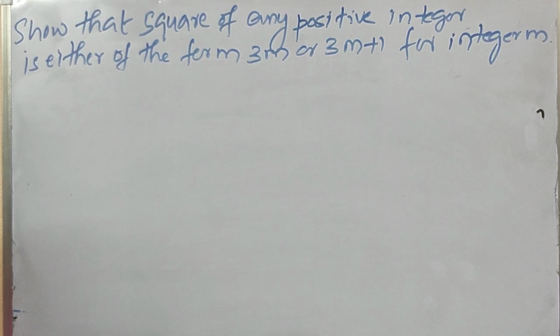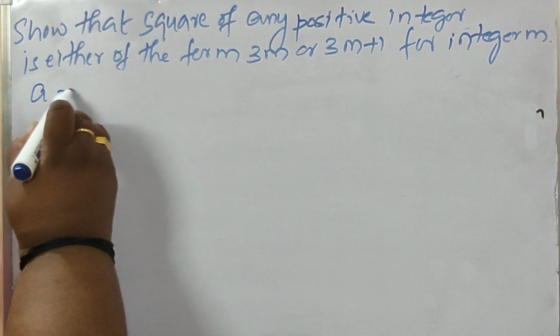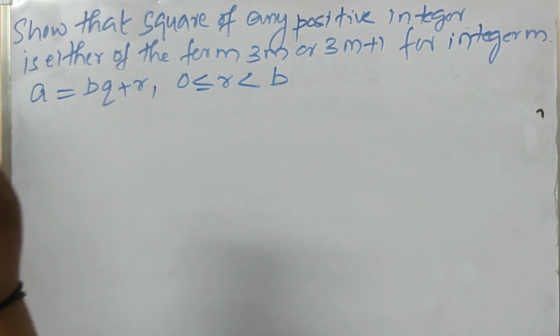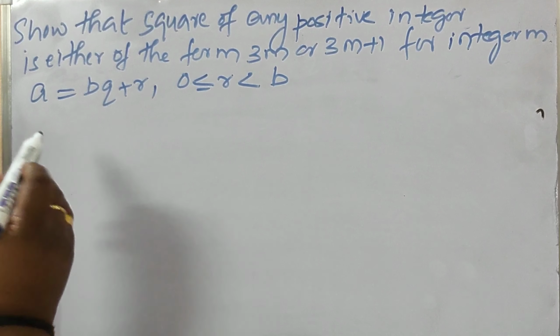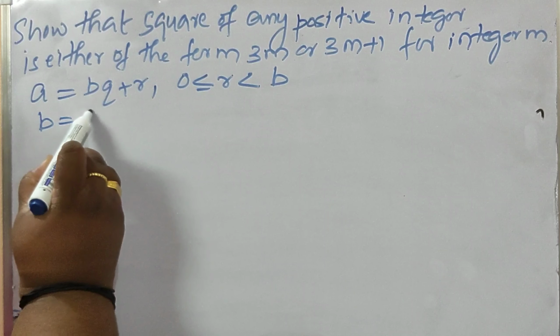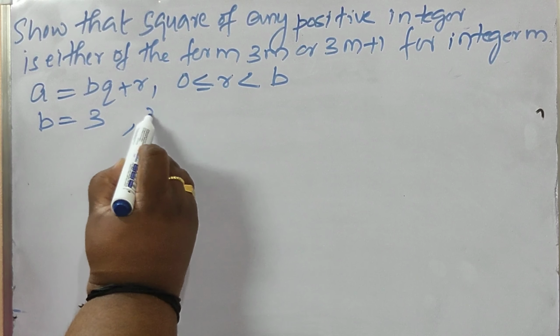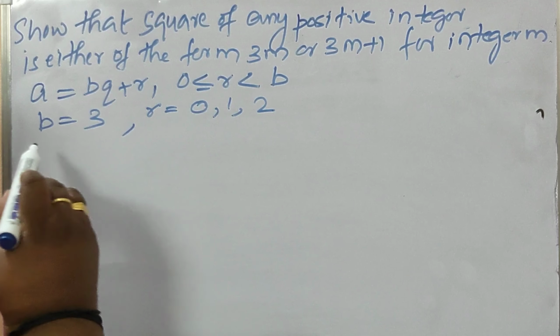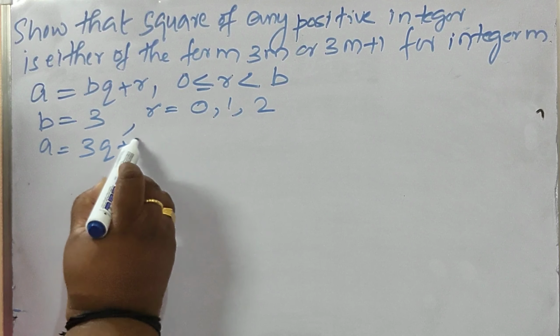The next question is, show that the square of any positive integer is either of the form 3m or 3m + 1 for some integer m. So here also we are going to use Euclid's division lemma. According to Euclid's division lemma, a = bq + r, 0 ≤ r < b. Now here it is 3m or 3m + 1, so we can take b as 3. If we take b as 3, what will be r? r will be 0, 1, 2. And our a will be 3q + r.